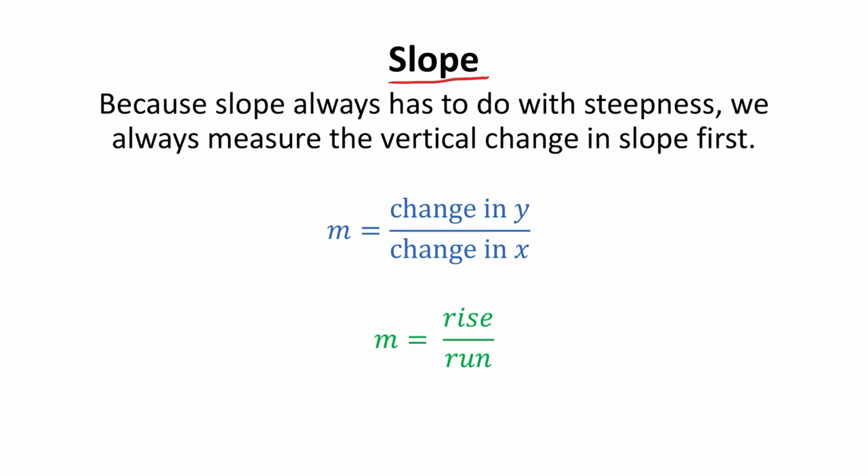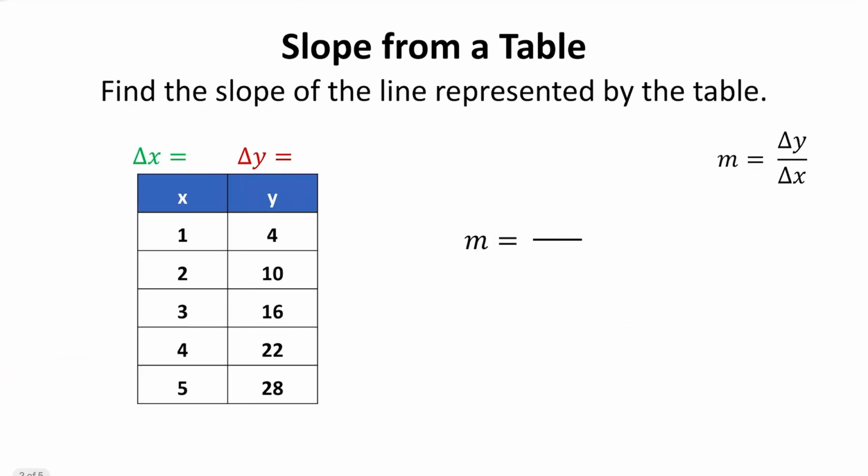But slope is the change in y over the change in x. It's always a fraction, it's a ratio. We also say it's the rise over the run. So the vertical part, the part that goes up and down, is going to be on top of the fraction. And the part that goes side to side, my arrows aren't very good, but side to side, that goes on the bottom. That's the run. Okay, so let's look at one.